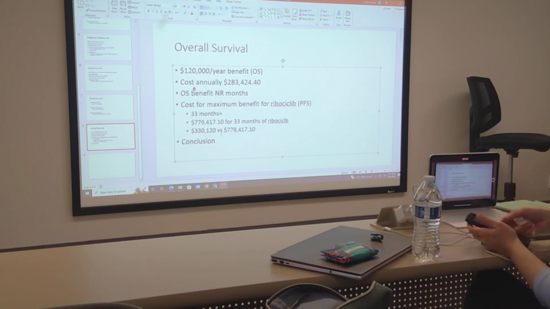So this is our theoretical cap if we're going on our assumptions. We need to spend $330,000 to get a total of 33 months of benefit. That's how much we want to spend, but we're having to spend $779,000. And that's assuming that we're going to get 3 years of benefit, which we're not. It didn't benefit patients by extending their life by 3 years.